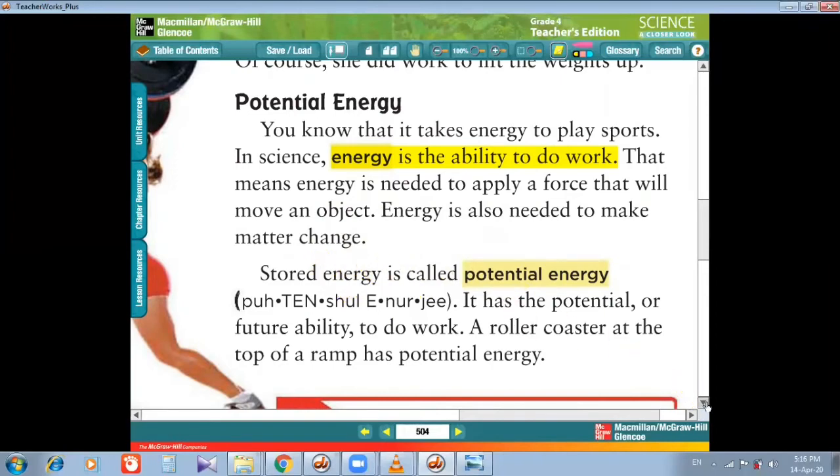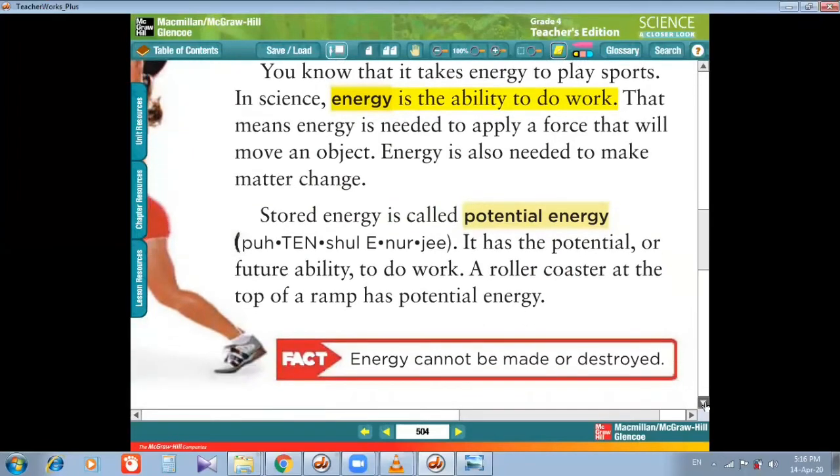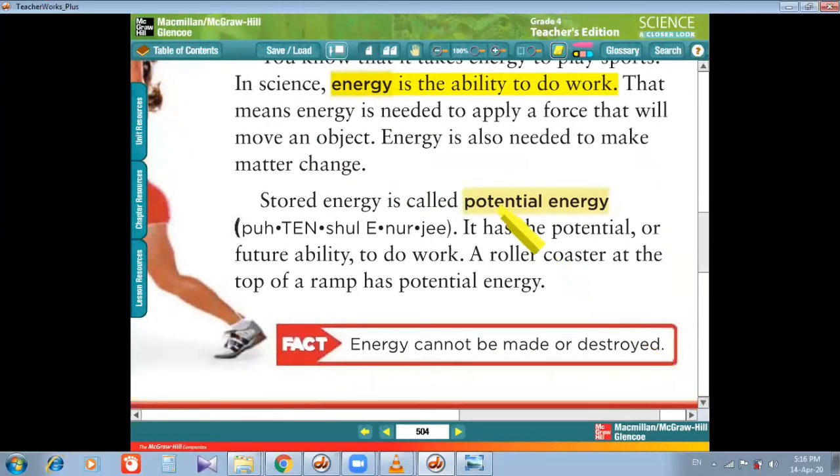If we want to change the matter, for this reason we also need the energy. Now we have the first type, potential energy. What is potential energy? Stored energy is called potential energy. When energy is stored in something, it is not used up, it is just stored. So that is called potential energy.